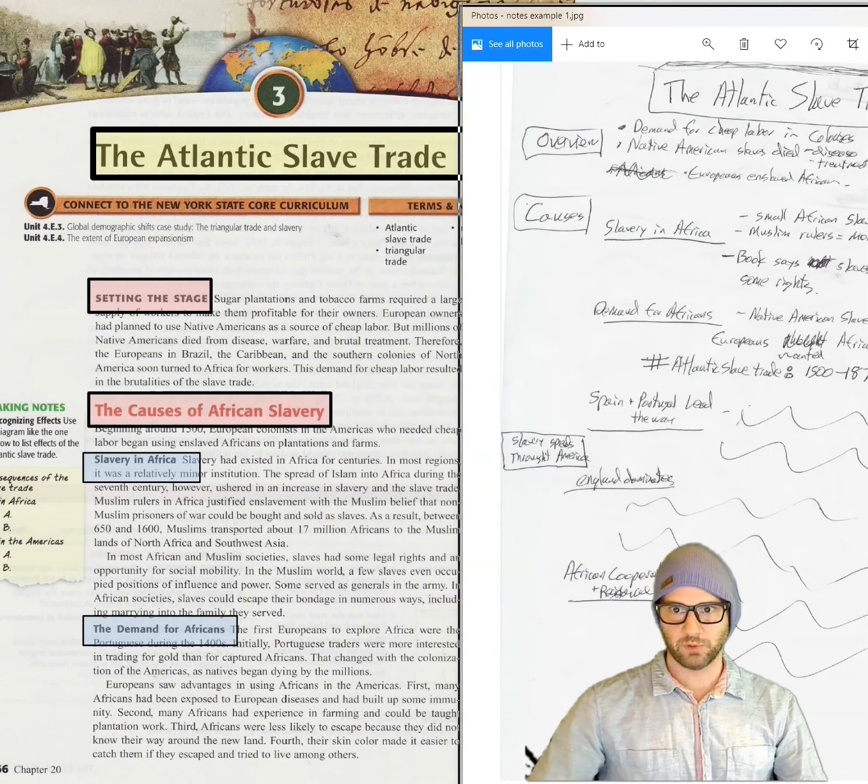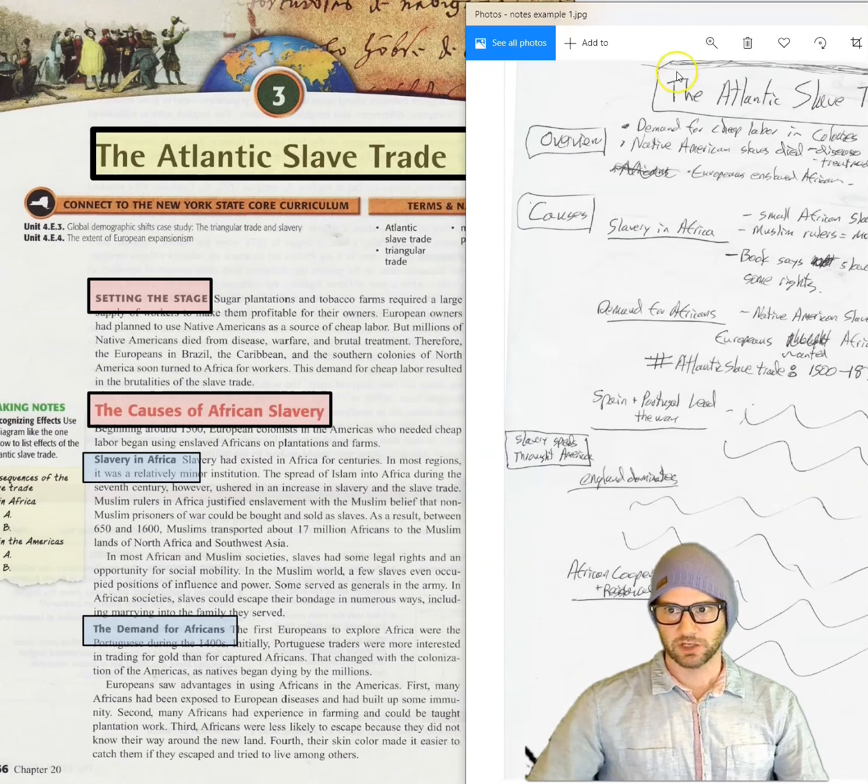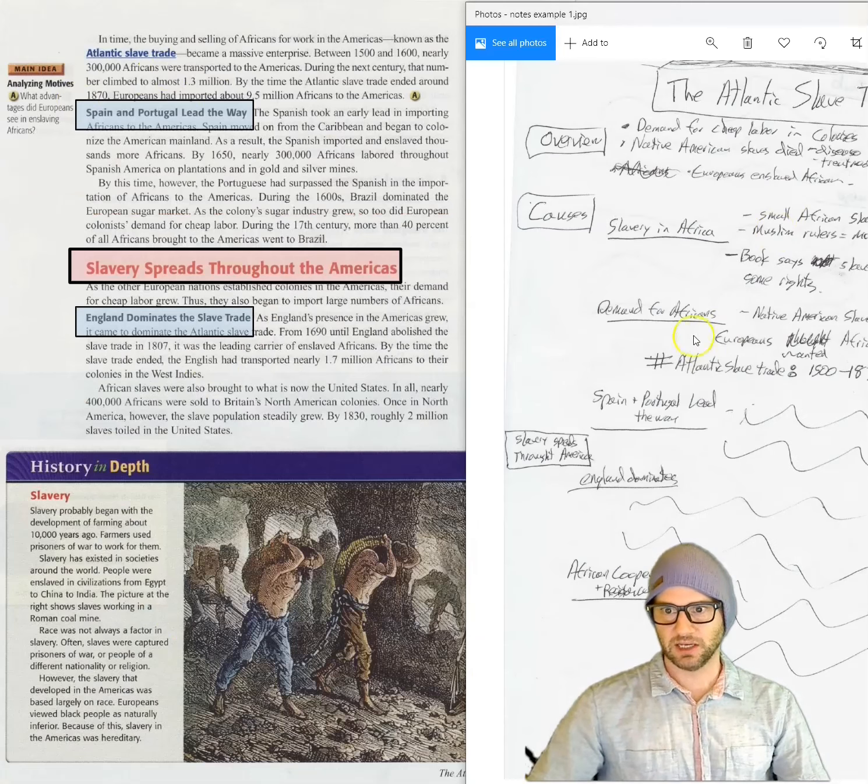So let's recap what we have done. We've started our notes, the Atlantic slave trade, setting the stage is our overview. Main topic, causes, with subtopics slavery in Africa, demand for Africans, Spain and Portugal lead the way. Okay, so you're going to have to continue. Spain and Portugal lead the way. Take the notes for that.